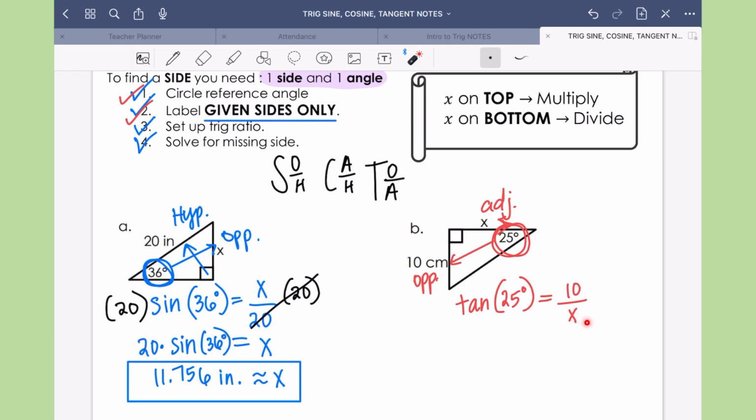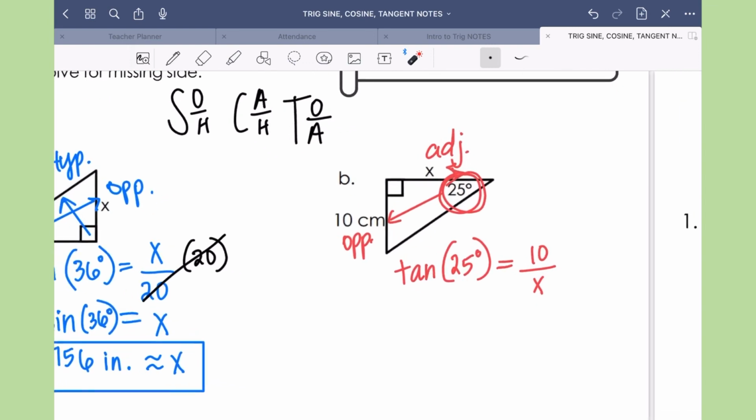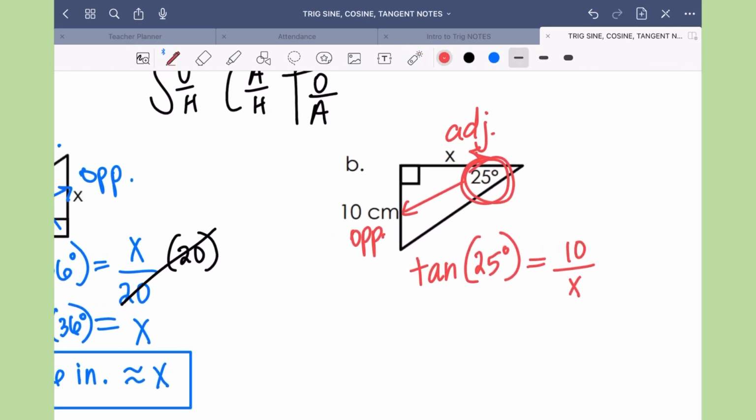For this one, the x is at the bottom. So we're going to be dividing by the trig function. So I'll show you why we end up with division. We end up with division because right now the x is at the bottom and I need to get it alone. So how do you undo division? You multiply, right? Multiply both sides. So that allows me to cancel the x here. But then I'm stuck with it on the left.